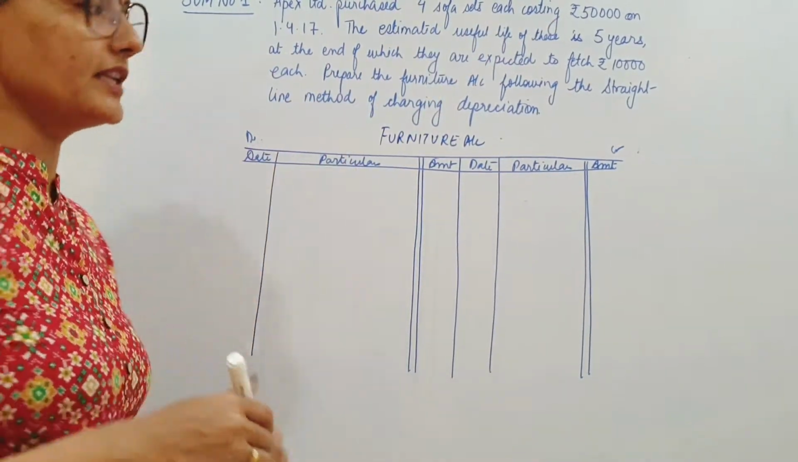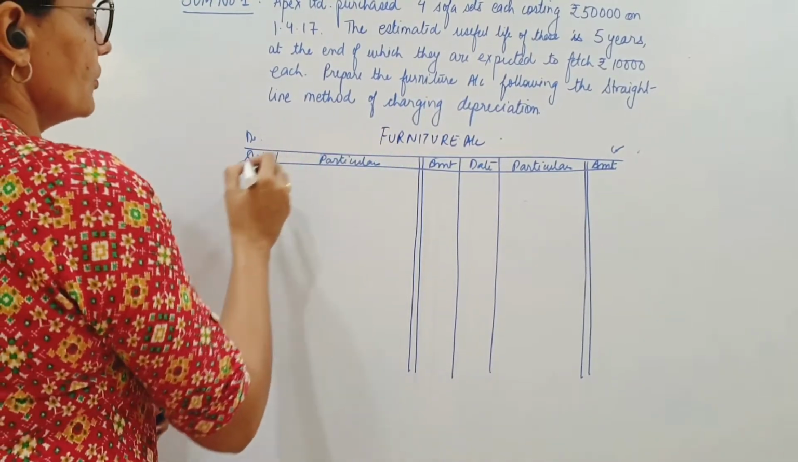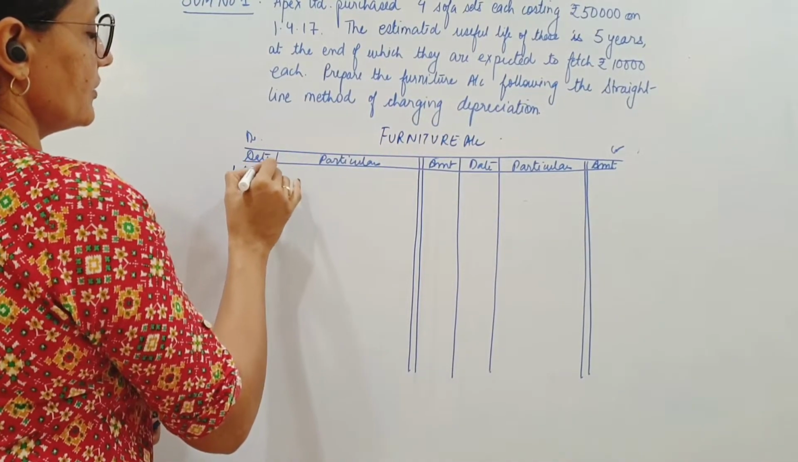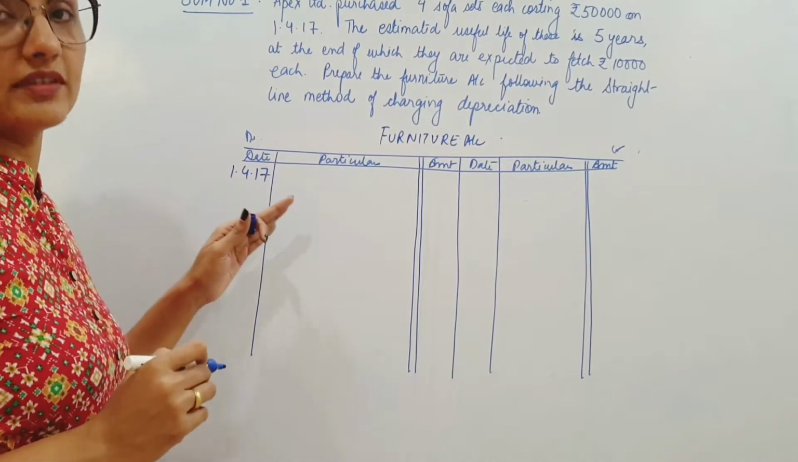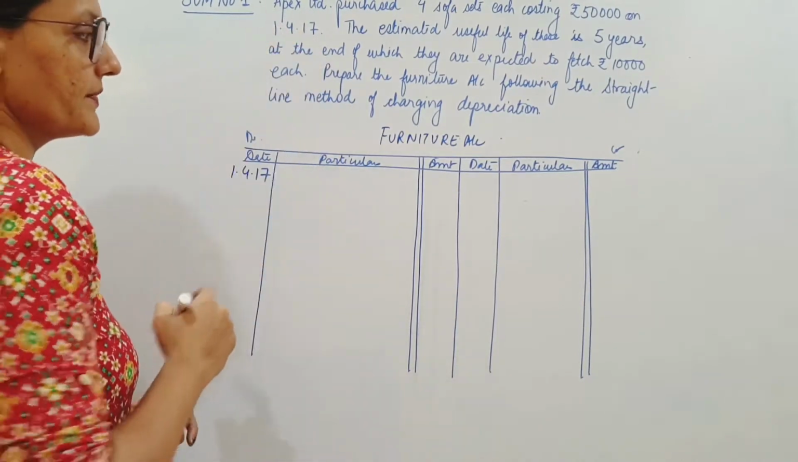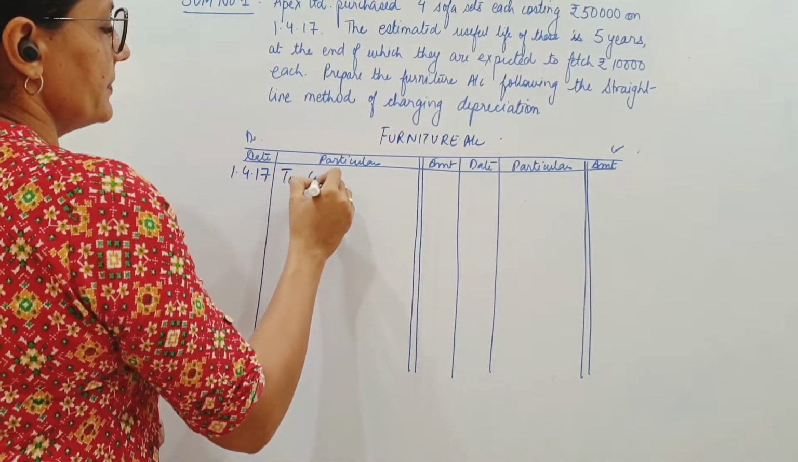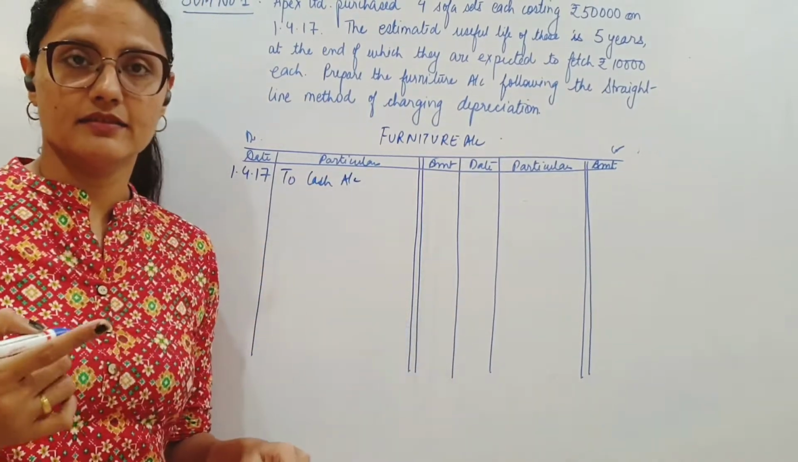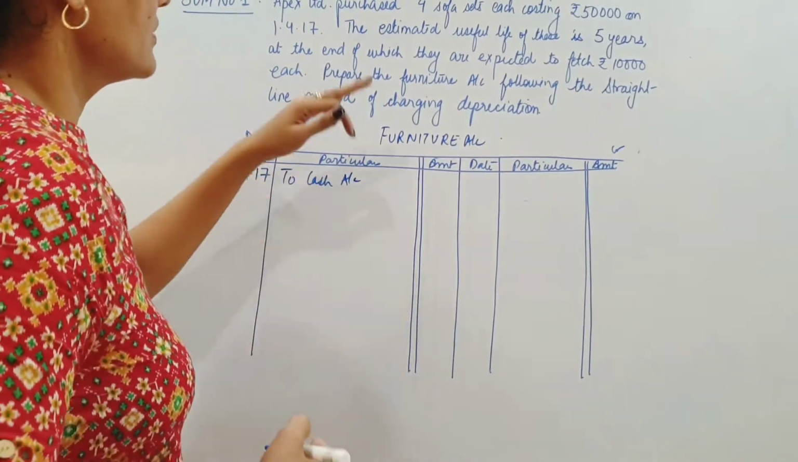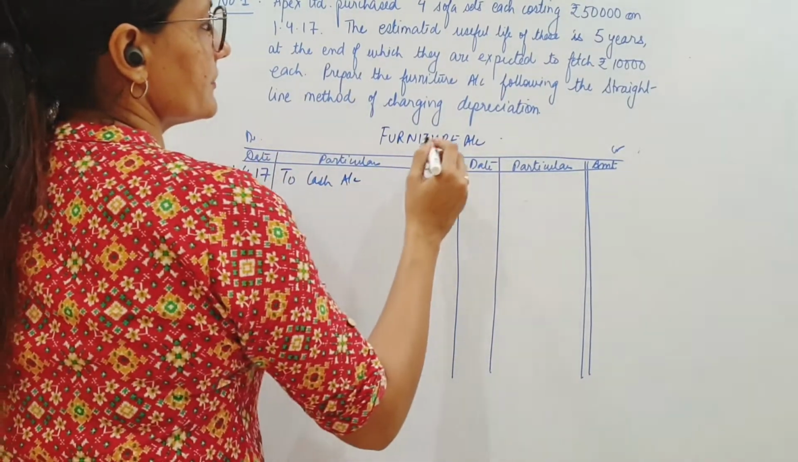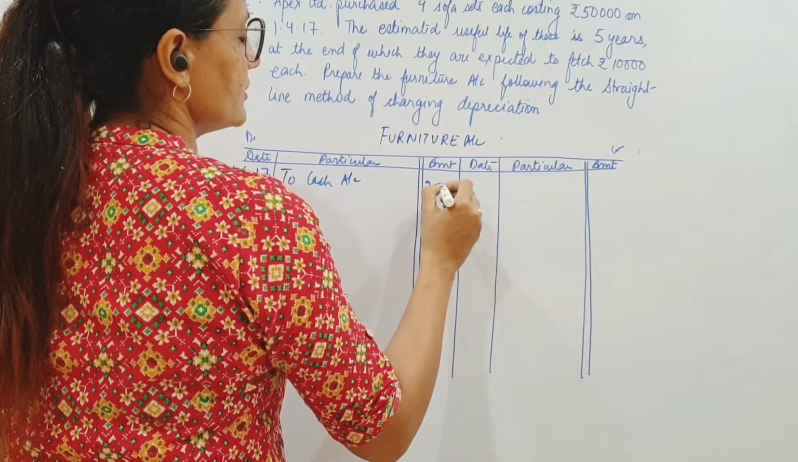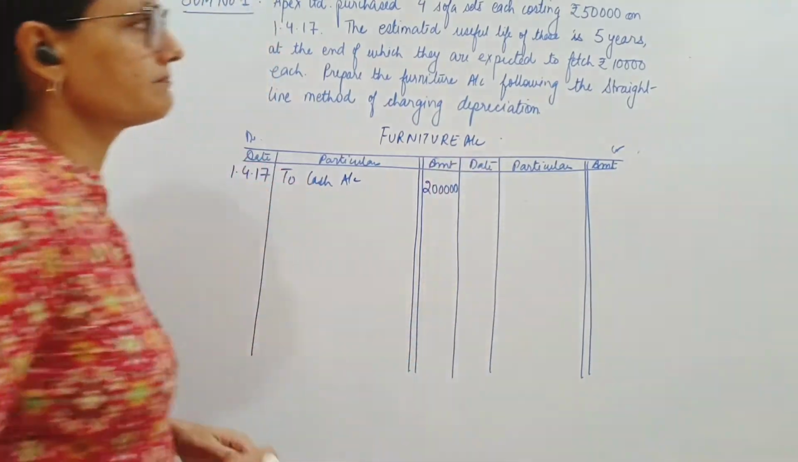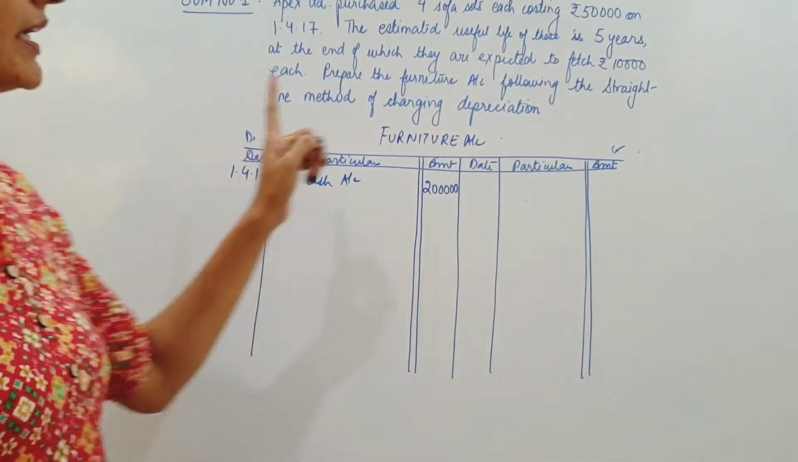Since furniture is coming into our business, we debit it, going by the journal entry on which date? 1/4/17, date of purchase, right? I am spending cash here. You can be writing to cash, to bank, right? To cash account, I have spent 2 lakhs, so I write 2 lakhs here, right? That is the cost of my asset.